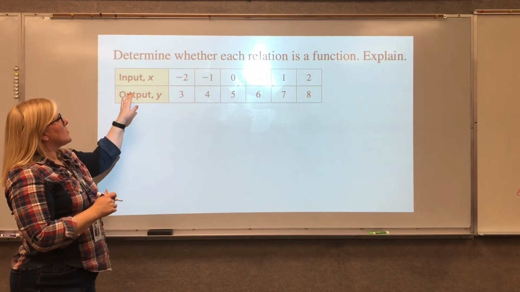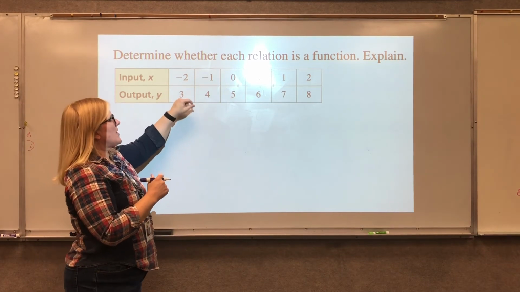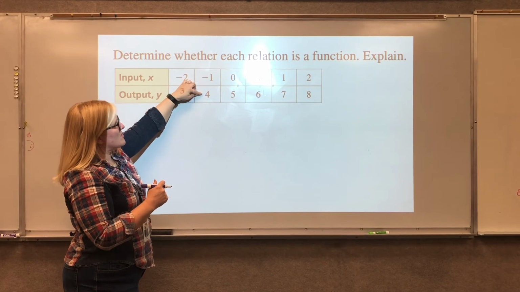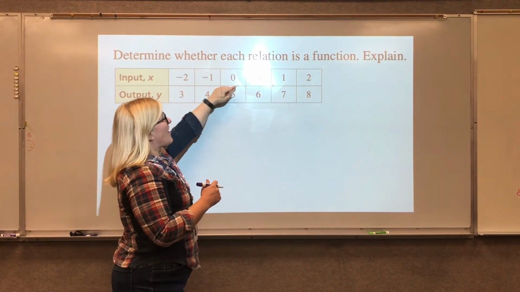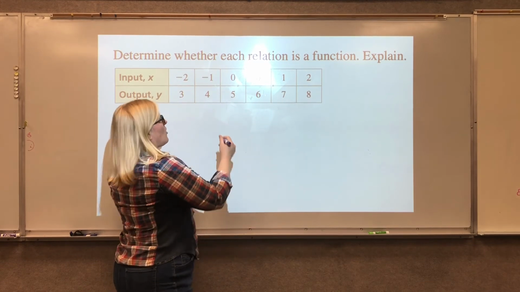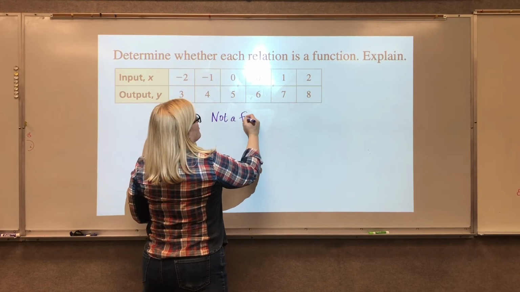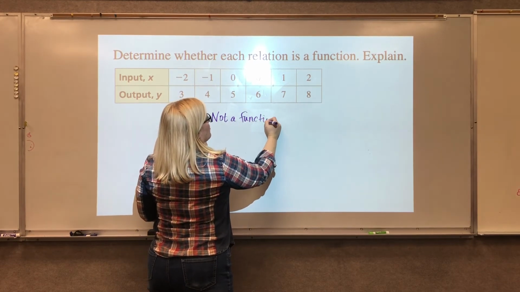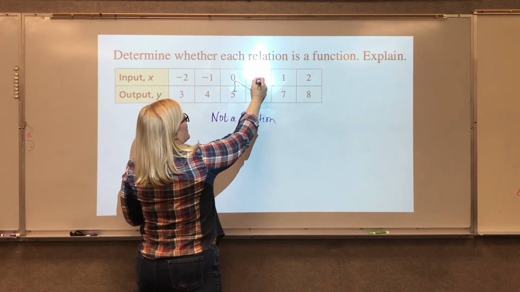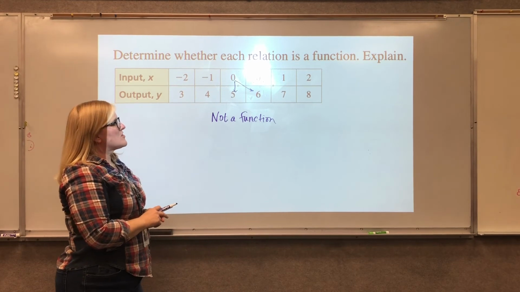Okay, so here's my input. Let's look and see it from a table anyway. I got -2 going to 3, -1 going to 4, 0 is going to 5, but 0 is also going to 6. So this is not a function because 0 is going to both 5 and 6. I could cross that 0 off and rewrite it like this. So it is not a function.